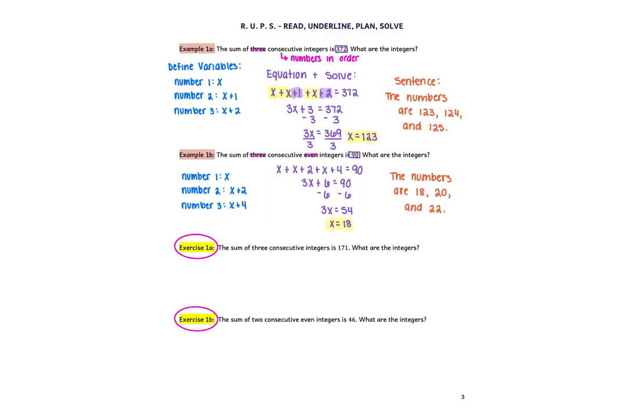Now, when we're doing a word problem, we want to read everything twice, underline, plan, and solve. These word problems deal with something called consecutive, which means numbers in order, such as 1, 2, 3, or 10, 11, 12, or as you can see on example 1A, 123, 124, 125. While you could guess and check, there's actually an algebraic way to figure these out, where you would identify x as the first number and build from there.